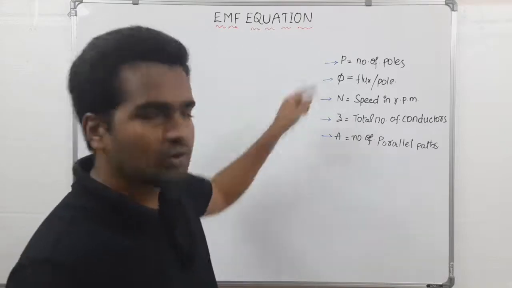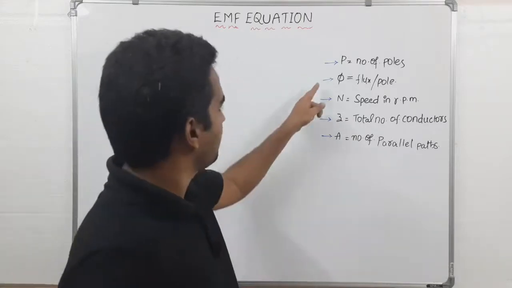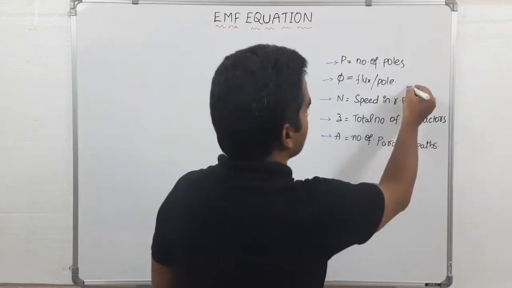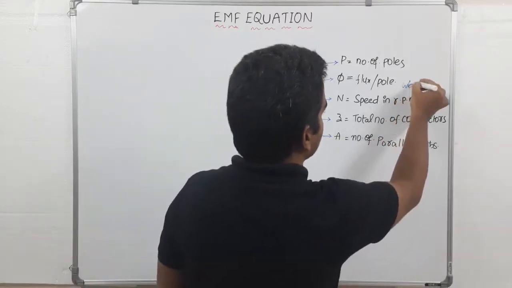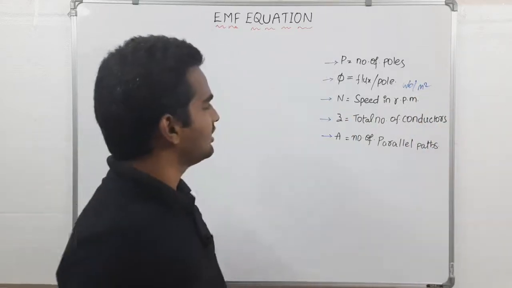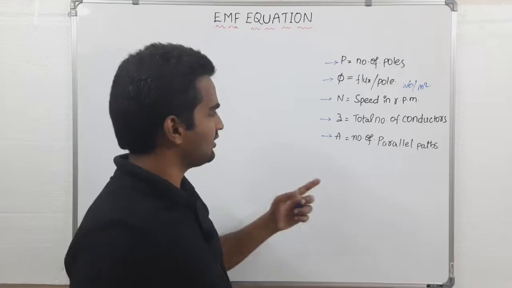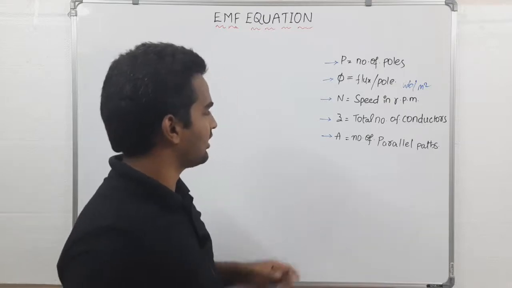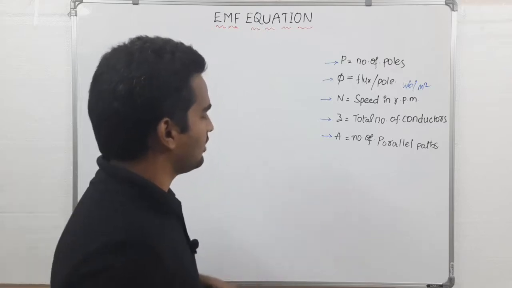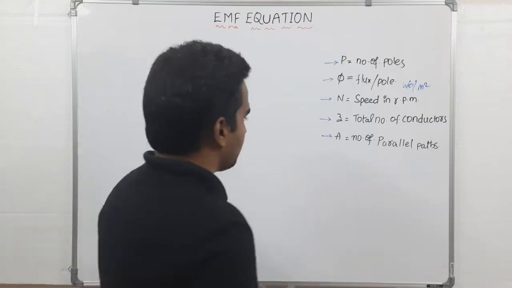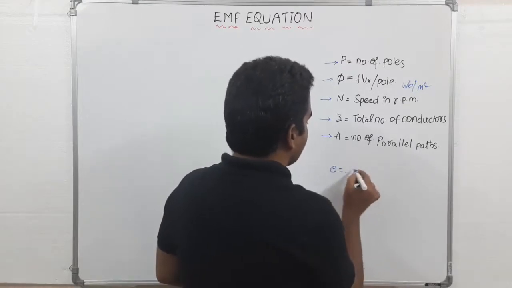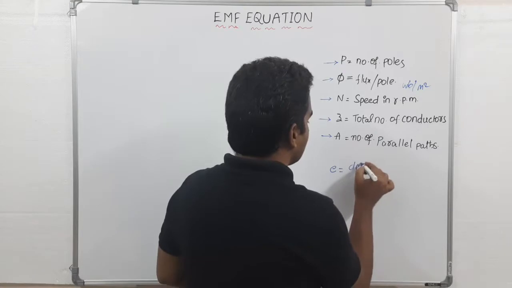P is the number of poles in the generator. Phi is the flux per pole in Weber per meter square. N is the speed in RPM, Z is the total number of conductors in the generator, and A is the number of parallel paths in the generator.